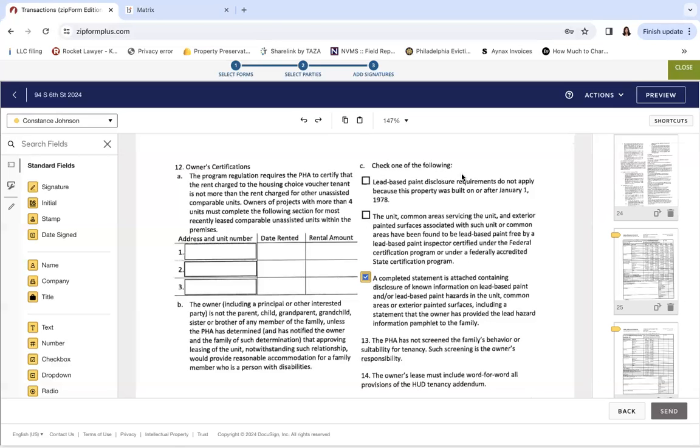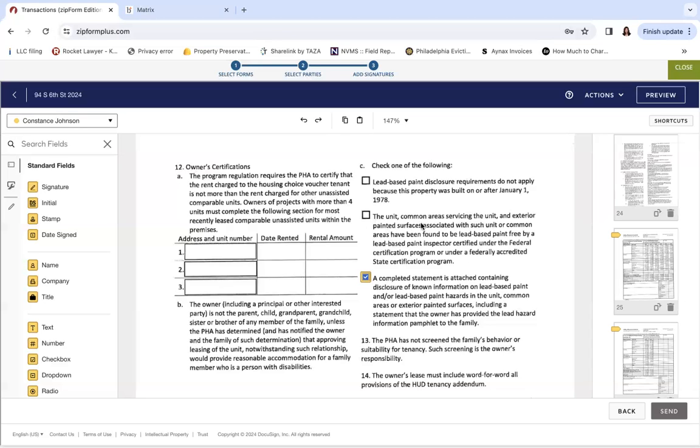If you jump over to C, if you remember, I said you will need to know when the property was constructed. And the reason why is because anything built before 1978, we know had lead-based paint in it. So if it was built after 1978, they no longer use lead-based paint. So if that was the case, you can check here.